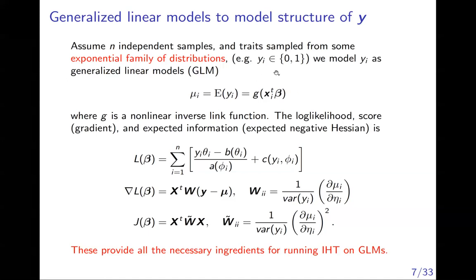And the reason we want to do generalized linear models is because the log likelihood can be expressed in a very general way, like this. And from this, you can compute the gradient. And from the gradient, you can compute the Hessian, and from the Hessian, the expected information matrix. Okay. So once you have these ingredients, you are ready to do IHT on high-dimensional generalized linear models.